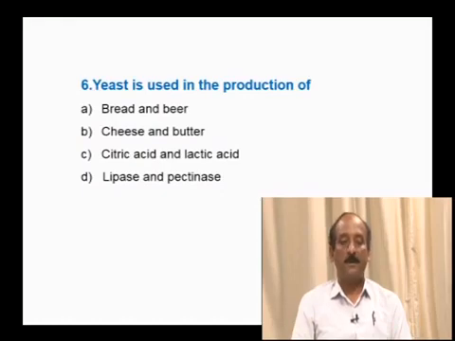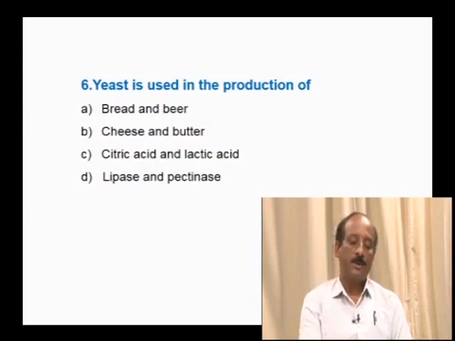Question number 6. Yeast is used in the production of bread and beer; cheese and butter; citric acid and lactic acid; lipases and pectinases. Now the yeast is commonly used in bakeries for the preparation of bread. I told the puffed nature of bread is mainly because of the production of carbon dioxide by the fermentation activity of the yeast. Similarly, in alcoholic beverages, beer is prepared by the fermentation activity of the yeast. The correct answer for this question is option A.